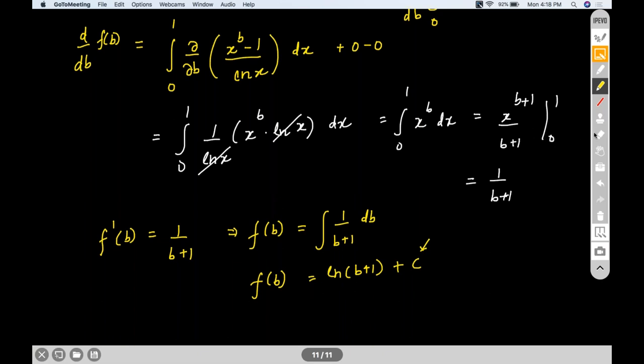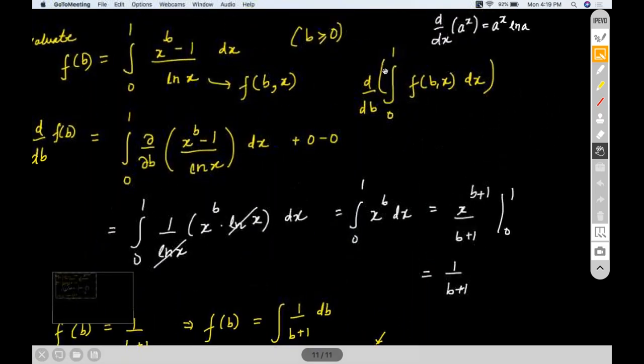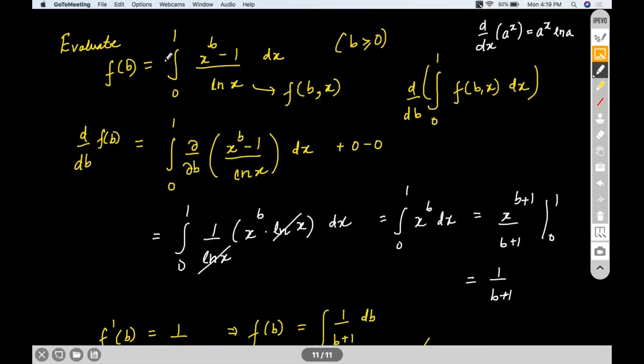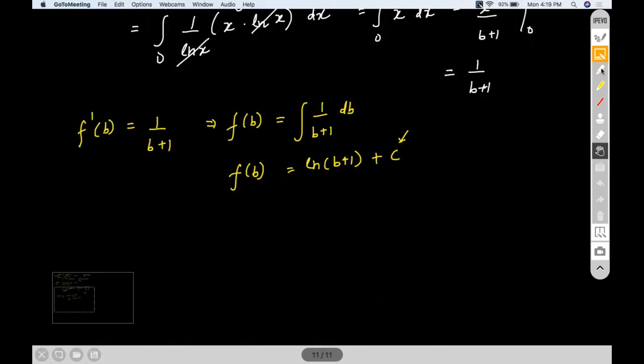Fine. Now, how do I find that constant of integration? That's the next question. Now, if you can see the question very clearly here, you would realize that f of 0 will be 0. Why? I'm making a claim here that f of 0 would be 0. Why? It's obvious because it will be now the integration of 0 to 1, x to the power 0 minus 1 by ln x. And x to the power 0 is 1 itself. So it's going to be 1 minus 1 on the numerator. Okay, so this is going to help me find the value of c.